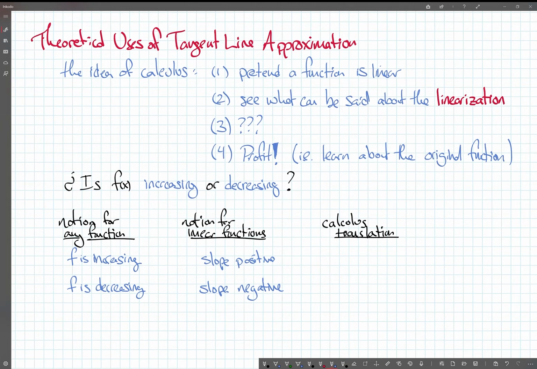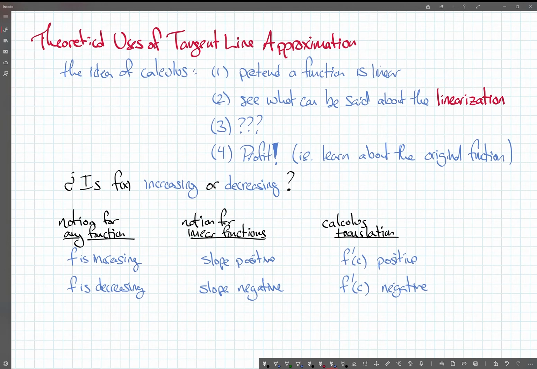If the approximation were good enough, what this allows us to do is to translate the notions of positive slope and negative slope back into a statement about f. f prime at c is the slope of the tangent line. So if f prime at c is positive, that means the tangent line is an increasing function. If f prime at c is negative, that means the tangent line is a decreasing function. And if the tangent line approximation is good enough, that should mean that if the tangent line is a decreasing function, so was the original function f. So I have left out step 3 here.